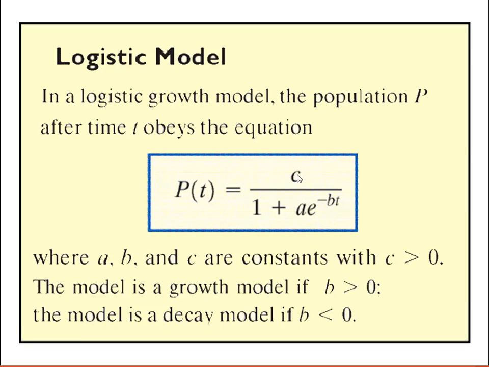So the letter C, the letter A, and the letter B are all numerical values. C is what we call the carrying capacity. So that's the plateau that we talked about on that prior slide. We'll see that again in a second. B is my growth rate or my decay rate.